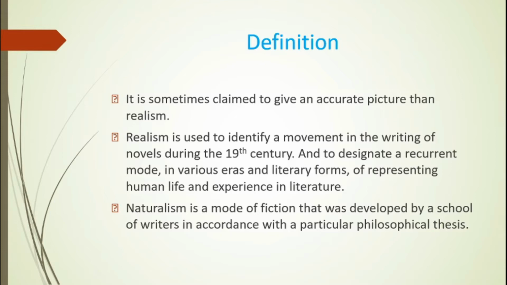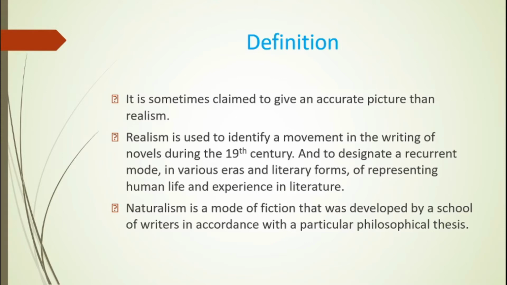So what is realism? We have to understand realism also. Realism is used to identify a movement in the writing of novels during the 19th century, in the Victorian age. I want to tell you that there are some periods of English literature. In the next lecture or any other lecture, I will give you the different periods of English literature. This is not the time to tell you, but I would like to tell you that the Victorian age started from 1834 and it lasted until 1904. So this is the span of the Victorian period.